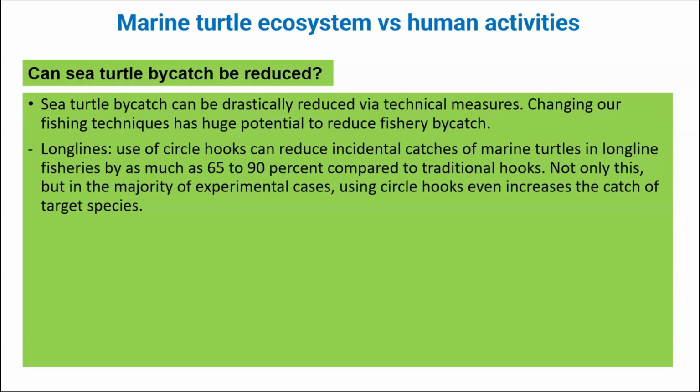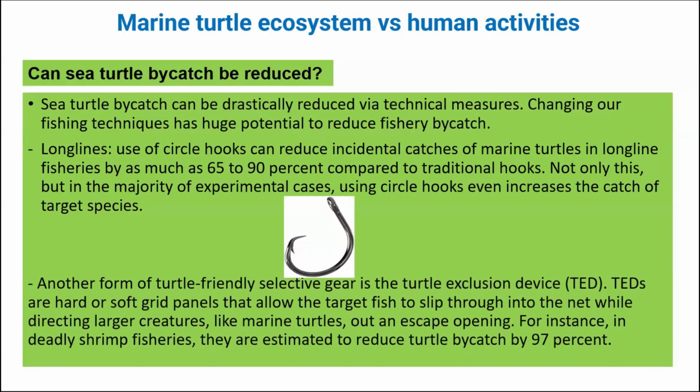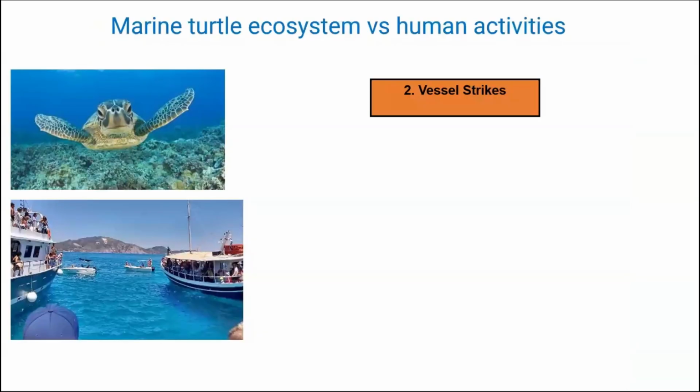Sure. If we change our fishing techniques, it may have a huge potential to reduce fishery bycatch. For instance, for long lines, if we use circle hooks instead of the traditional ones, it is estimated that there can be a 65 to 90% improvement in this bycatch. Another form of turtle-friendly selective gear is the turtle exclusion device, which is a hard or soft grid panel installed in the trawl fishing net. Small animals like fishes or shrimps, whatever is targeted to be captured, can go easily through this grid. But when it comes to heavy animals like sea turtles or sharks or dolphins, there is an escape opening, because they are heavy, this panel can go down and the turtle can escape out. So this is very important to reduce the bycatch of these animals.